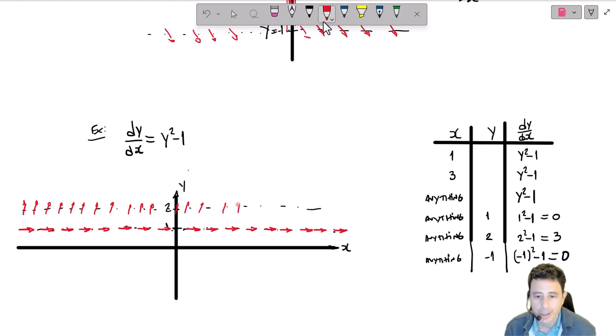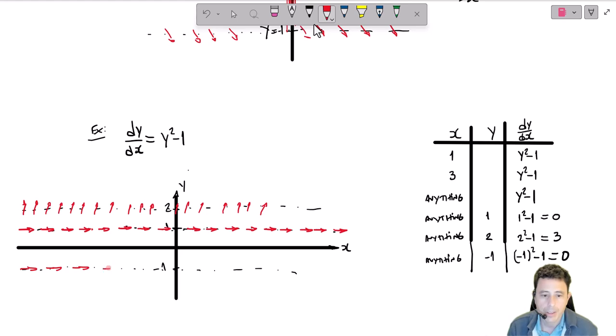Okay. And then if y equals -1, which is right here, the derivative is also 0. So I can draw the arrows here. Let's pick one more point. Let's see. If y equals 2, the derivative is 3. If y equals 1, the derivative is 0. And then if y equals -1, the derivative is 0.